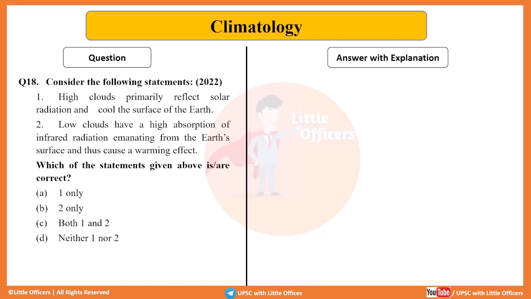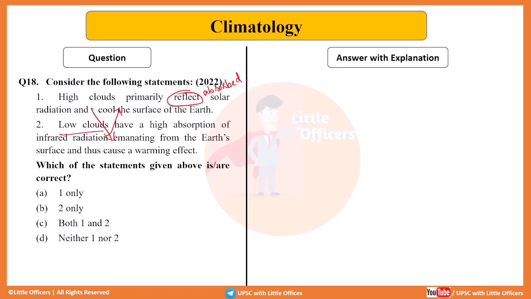Then consider the following statements. High clouds primarily reflect solar radiation and cool the surface of the earth. Generally, high clouds absorb the outgoing earth radiation. You can say the terrestrial radiation is absorbed by the high clouds. So who does the reflecting? It is the low clouds. They reflect the incoming solar radiation. Actually, it has been reversed here. It should have been given like this. So both of them are wrong.